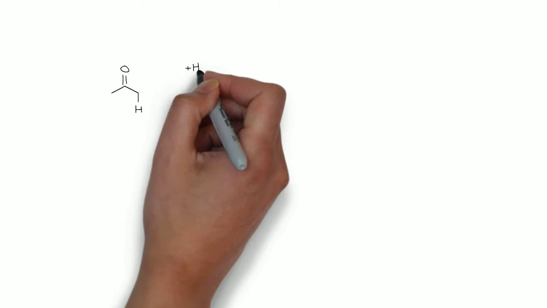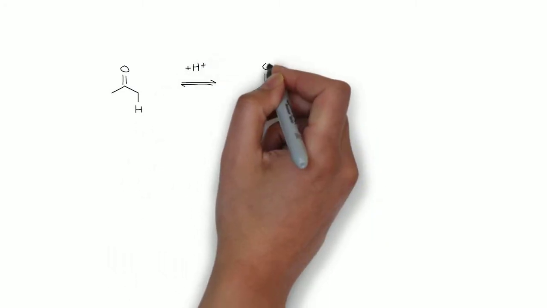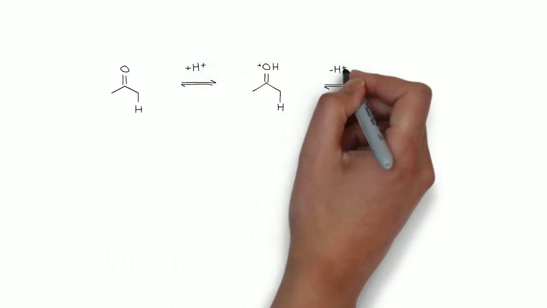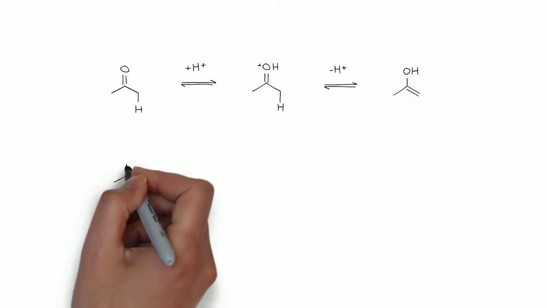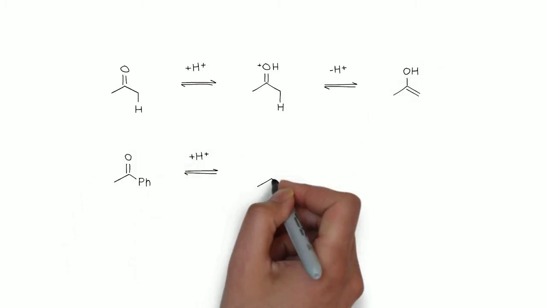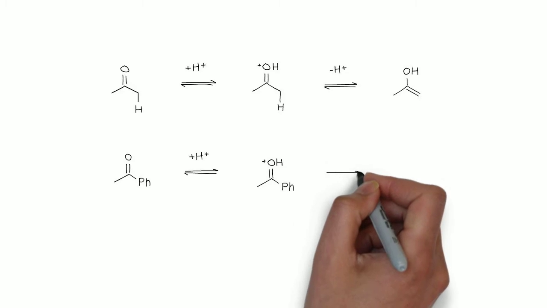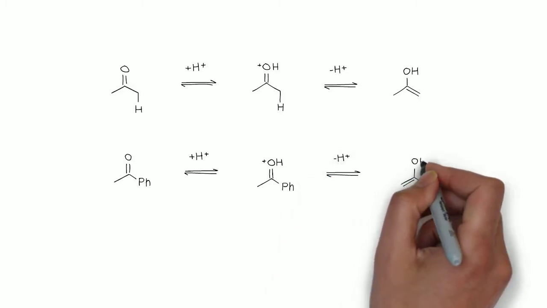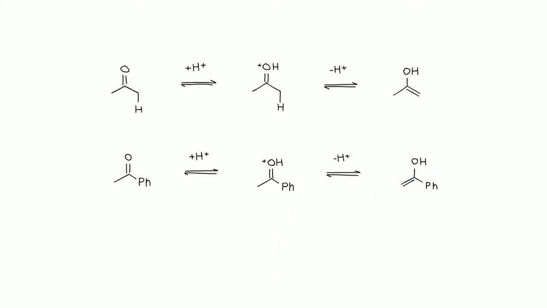The mechanism of formation of enols is two steps. First, we protonate on the oxygen for an aldehyde or a ketone or an ester, and then deprotonate on the carbon to get the enol form. Protonate on the oxygen, deprotonate on the carbon to get the enol form.